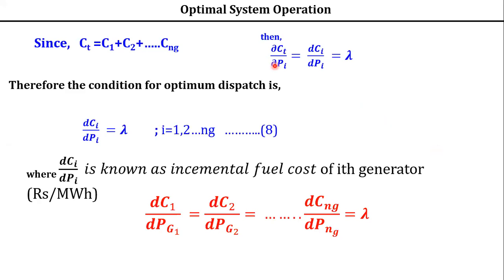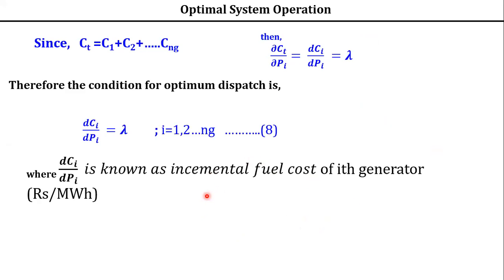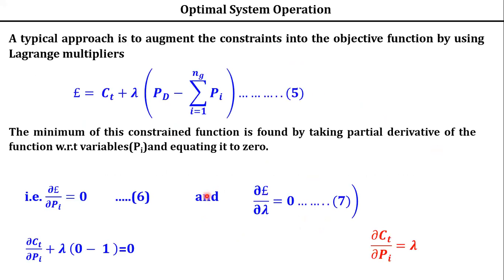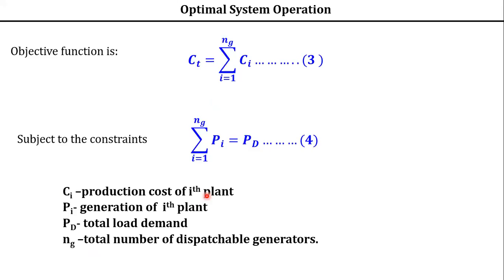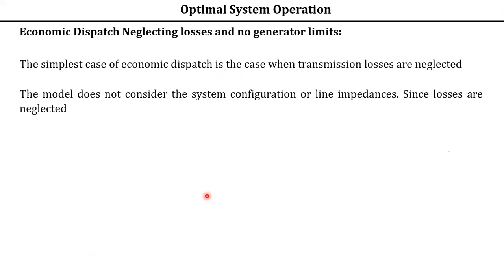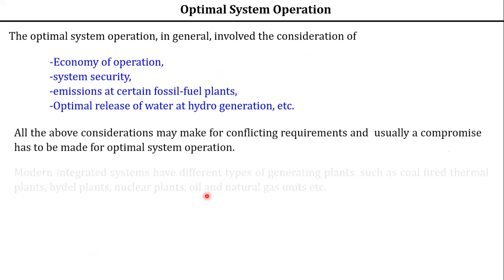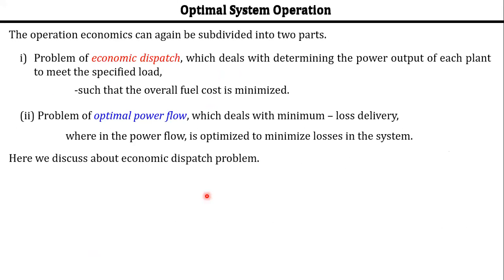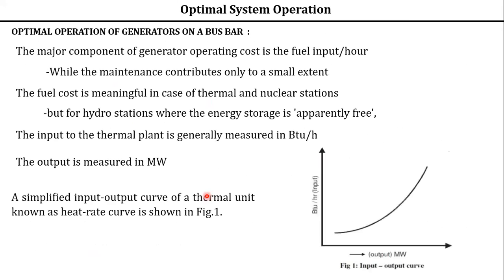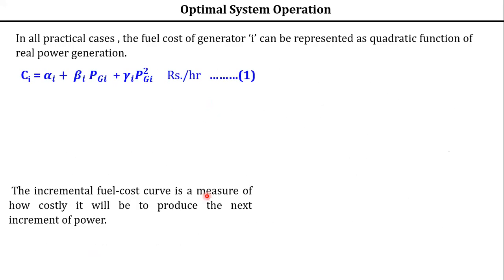This is our case one, where transmission losses are neglected and limits on generators are neglected. Please remember this equation with this equation. Then these two equations you should remember. This quadratic equation I gave earlier, while I was explaining it. So that equation you should remember. Equations 1 and 2 you should remember, and the condition for optimal dispatch you should remember. This is a quadratic equation.